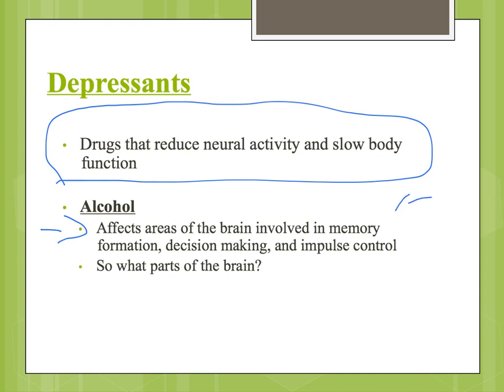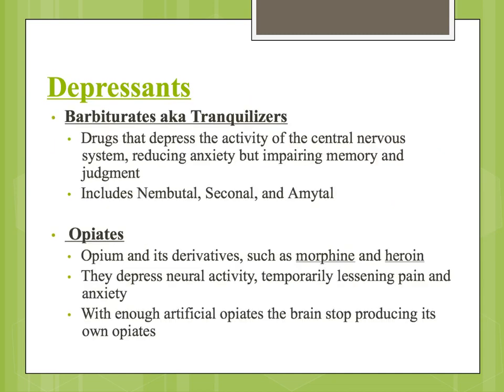their memory is impaired. They don't have as good of memory. When they're drunk, they make bad decisions because the frontal lobe, where a moral compass is located, can't process information as quickly. And so they make bad decisions when drunk. And when people are drunk, they begin to be much more self-disclosing. They reveal a lot of information about themselves because it's hard for them to control their impulses. They're very impulsive because, again, they can't process information very quickly because neural communication has been depressed. Other depressants are barbiturates, also known as tranquilizers.